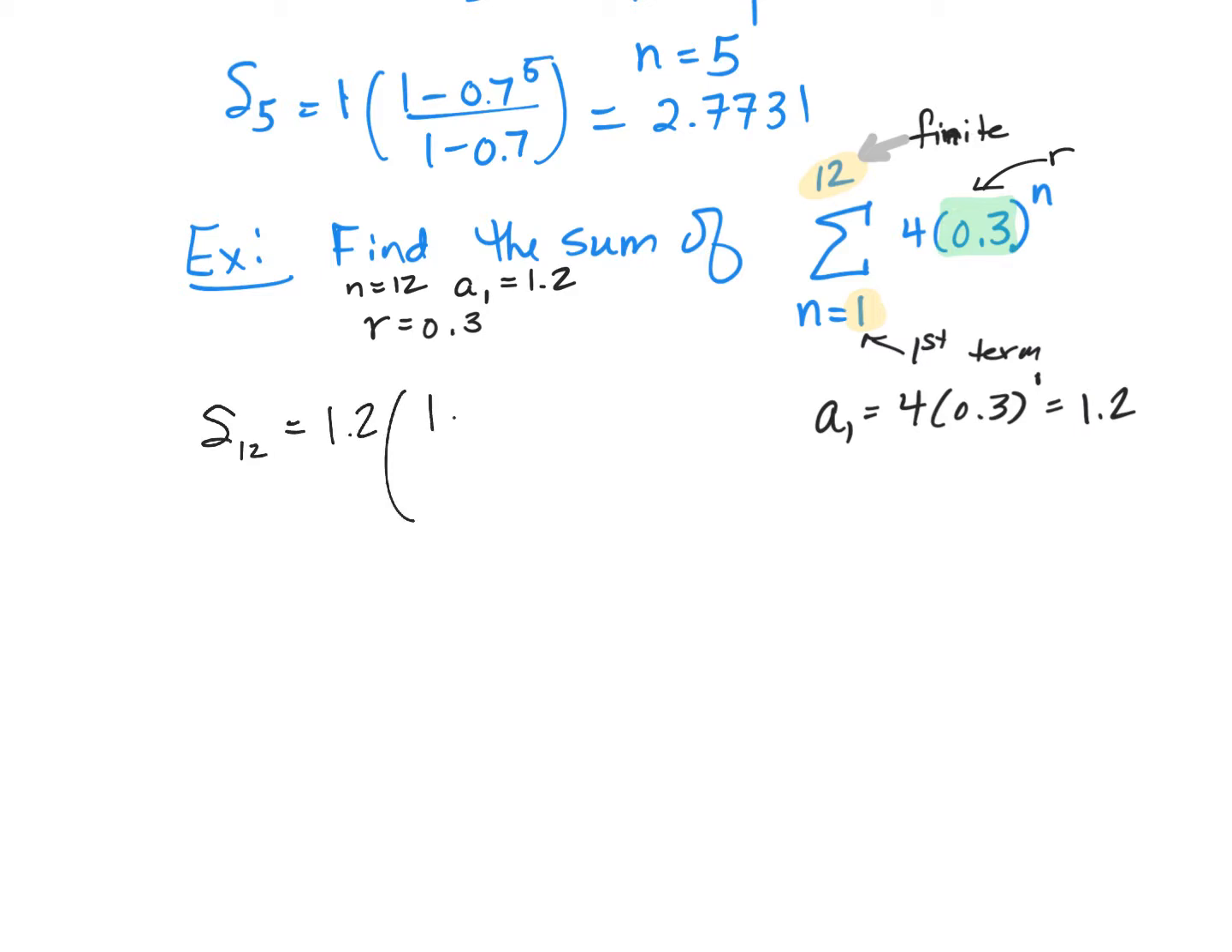1.2 times 1 minus 0.3 to the 12th power divided by 1 minus 0.3. And we could find this value, couldn't we? And I'm going to round just a little bit. So there's my value. Now, I'm going to double check this. Yeah, it's not fractional, is it?